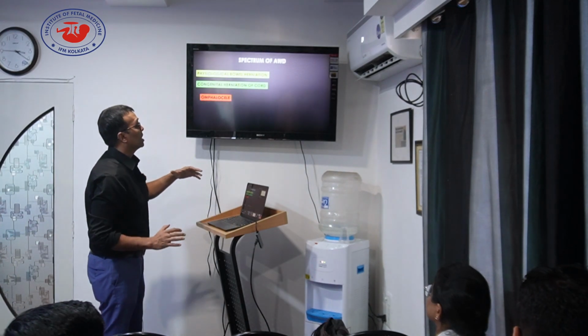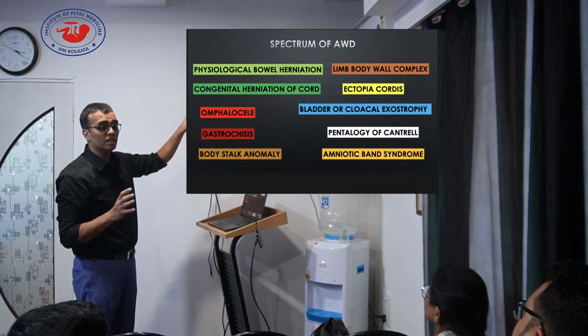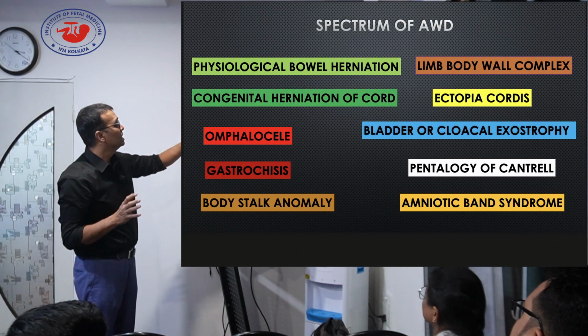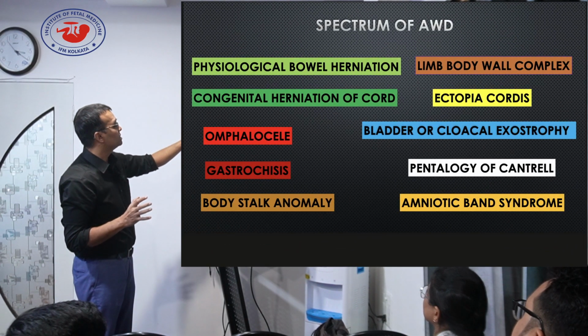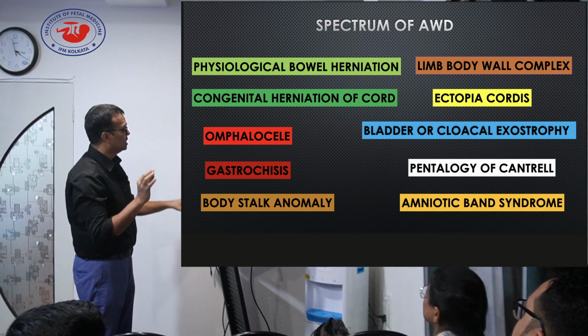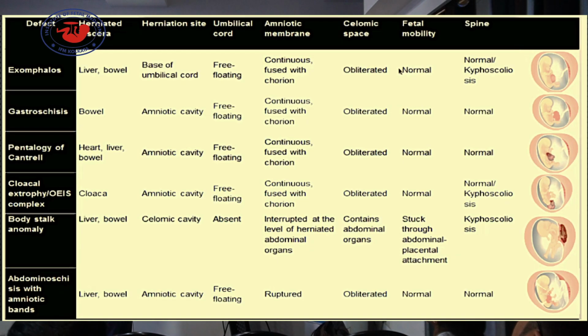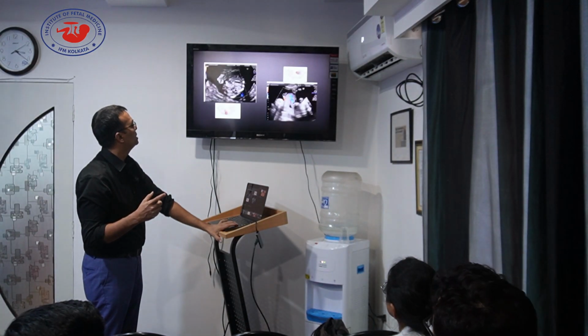So when we discuss the spectrum of abdominal wall defects, AWD is abdominal wall defect, there may be all of this. I don't want you to get confused with this, so that's why we will look at the very basic things and try to extrapolate. Now this is again a busy slide, I will not go into this, I will take you to this slide later on when you understand better.